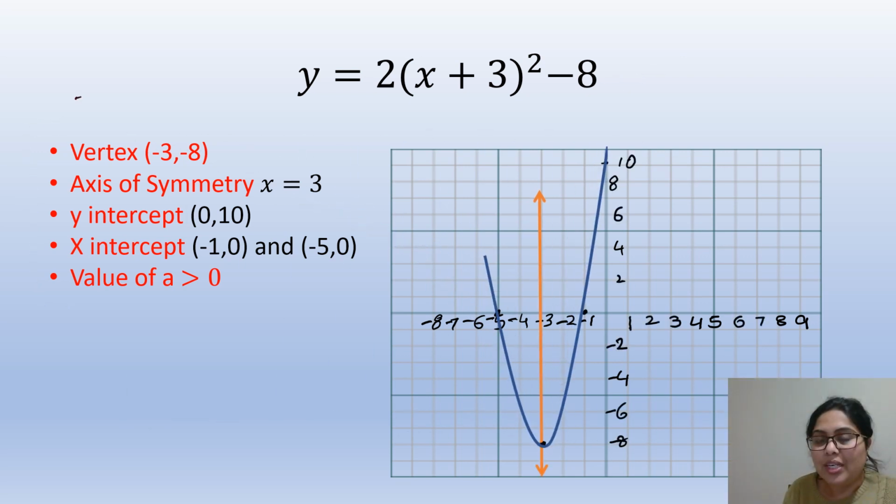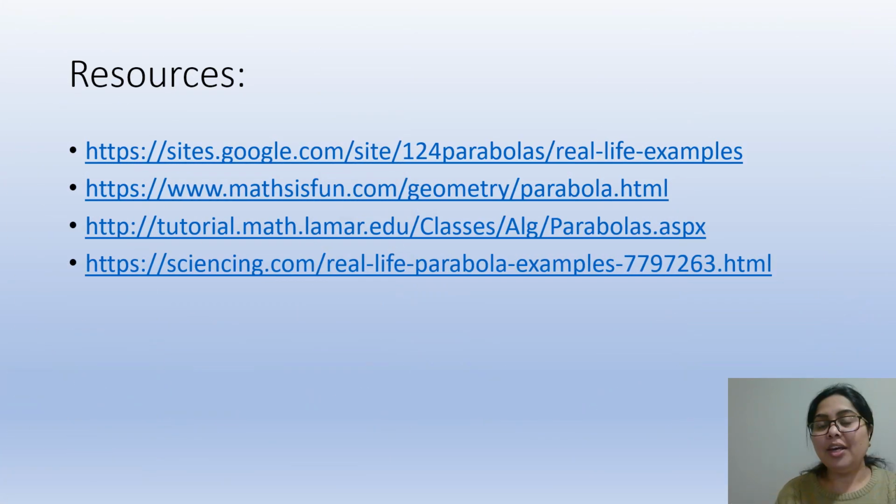And here we go. This is how the parabola of this particular standard equation looks. Since a was positive, the parabola is opening upwards. The vertex of the parabola is given by (-3, -8). You can observe it is passing through the x-axis at the points -5 and -1, and it is passing through the y-axis at 10. If you want to know more about parabolas, you can explore these resources.